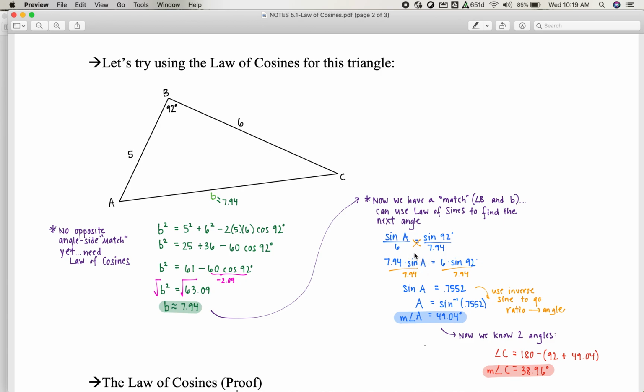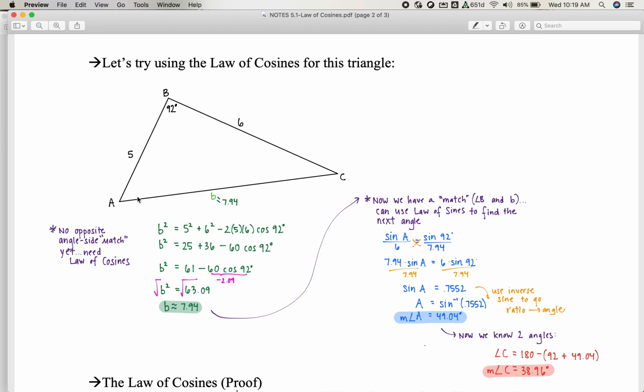We're essentially trying to isolate this sine A right here. That gives me sine A equals 0.7552. And now I can use inverse sine as a way of undoing that sine right there. And inverse sine will tell me what angle had this sine value of 0.7552. And now I know that angle A must be 49.04. So now I know the size of this angle right here.